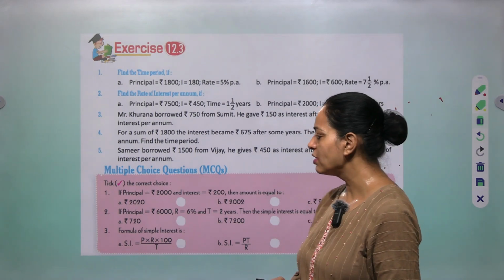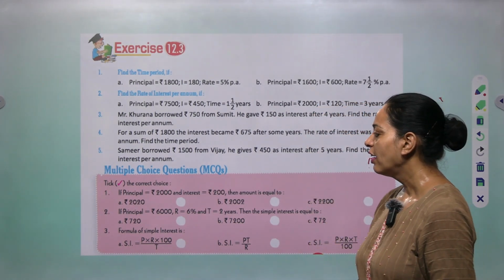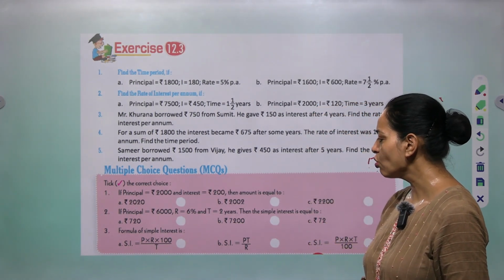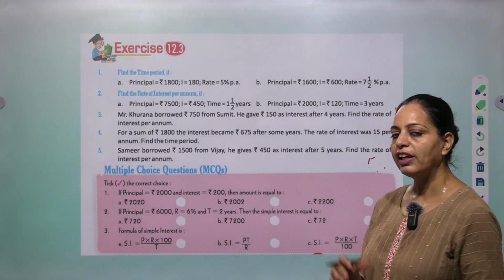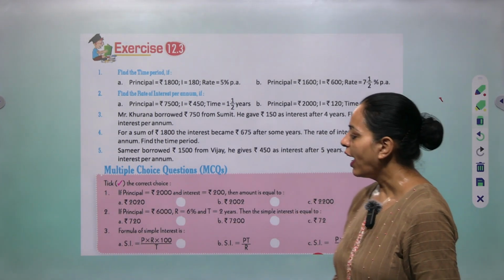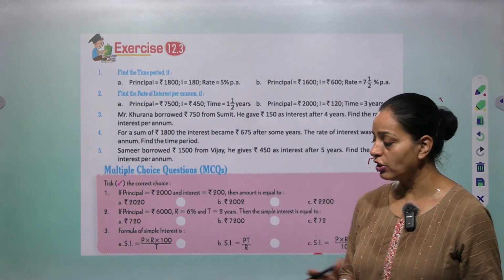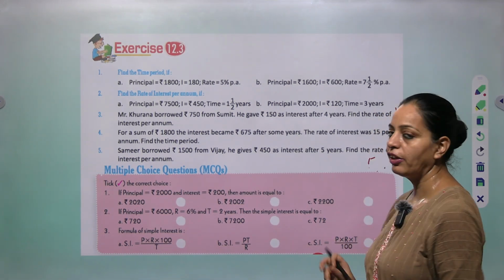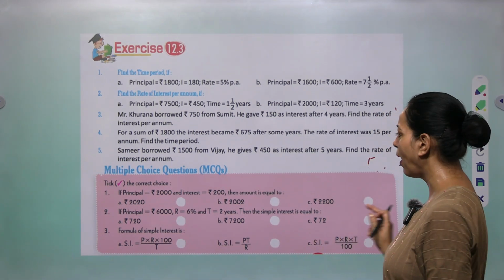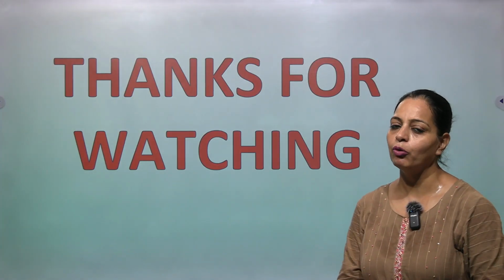The second question: if principal is 6000, rate is 6% and time is 2 years, you can find the interest by using the formula. And the third one: the formula of simple interest is, what is the formula? I told you, P into R into T by 100, C part. So like this you can try many questions.